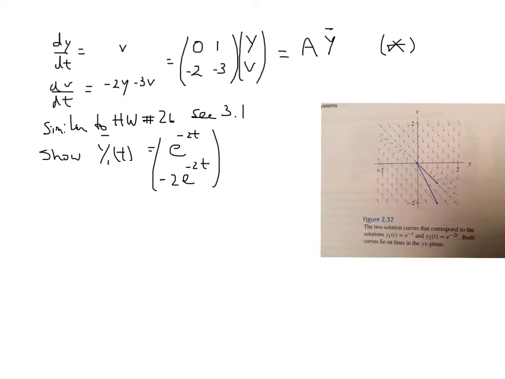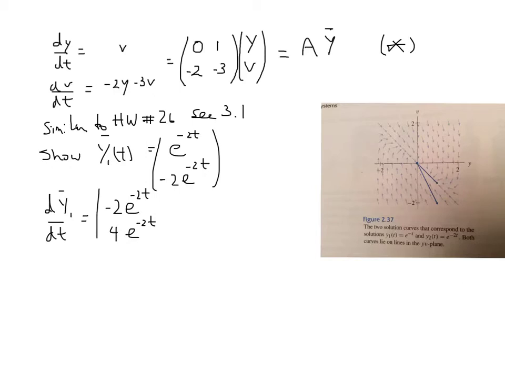And so I begin by taking two steps, the derivative of y1 with respect to t, which gives me a minus 2e to the minus 2t and a 4e to the minus 2t.